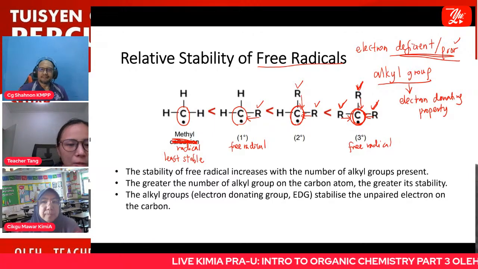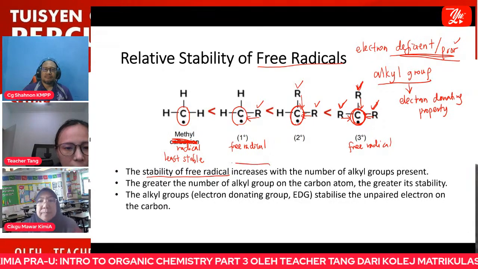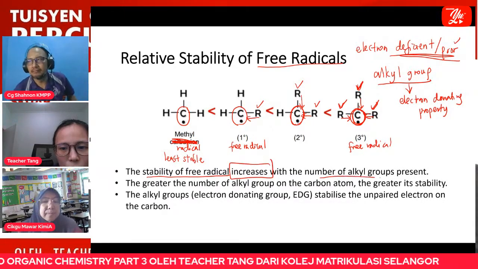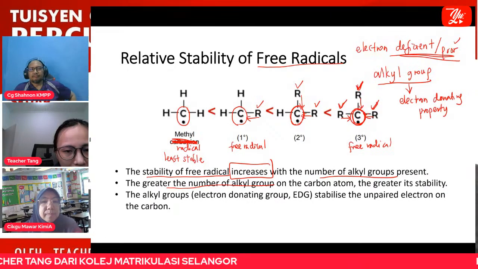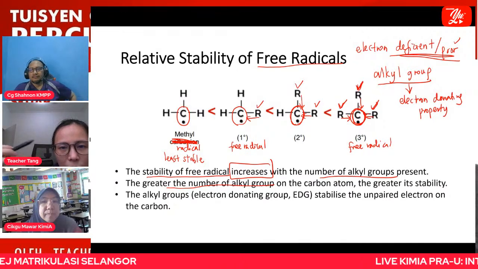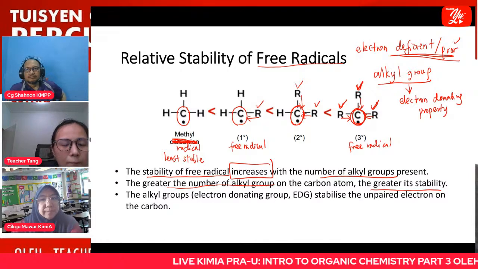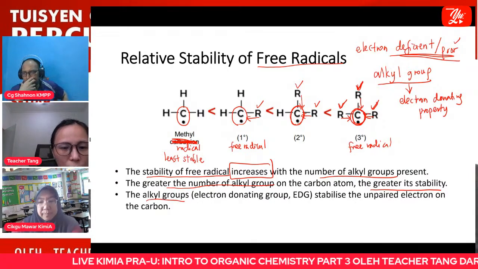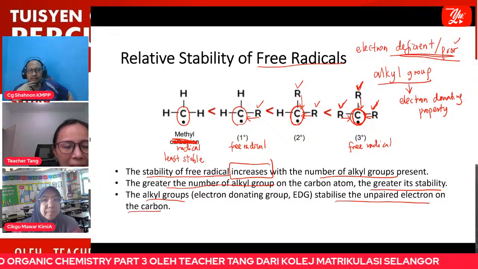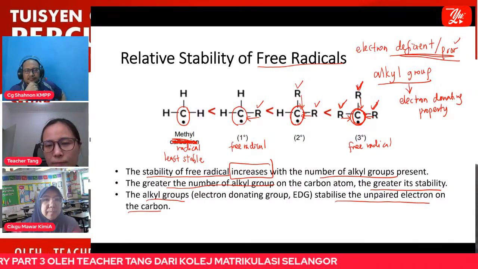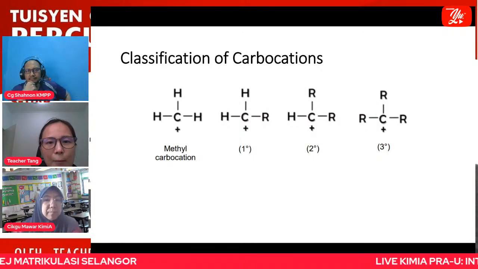Okay, so I summarize it here. The stability of free radicals increases with the number of alkyl groups present. The more alkyl groups around the carbon with the unpaired electron, the greater the stability of the free radical. Basically, the alkyl groups, having the electron donating property, are able to stabilize the carbon with the unpaired electron in the free radical. Then we move on to the second type of intermediate, the carbocation.